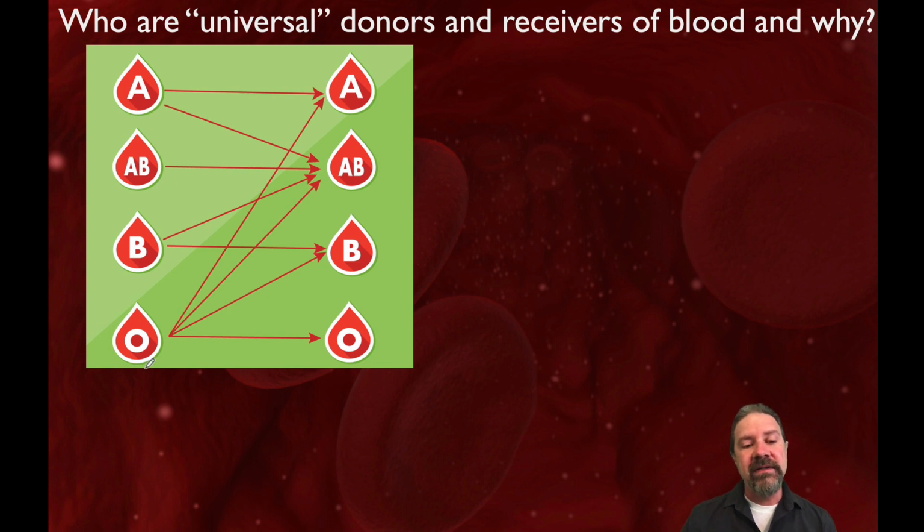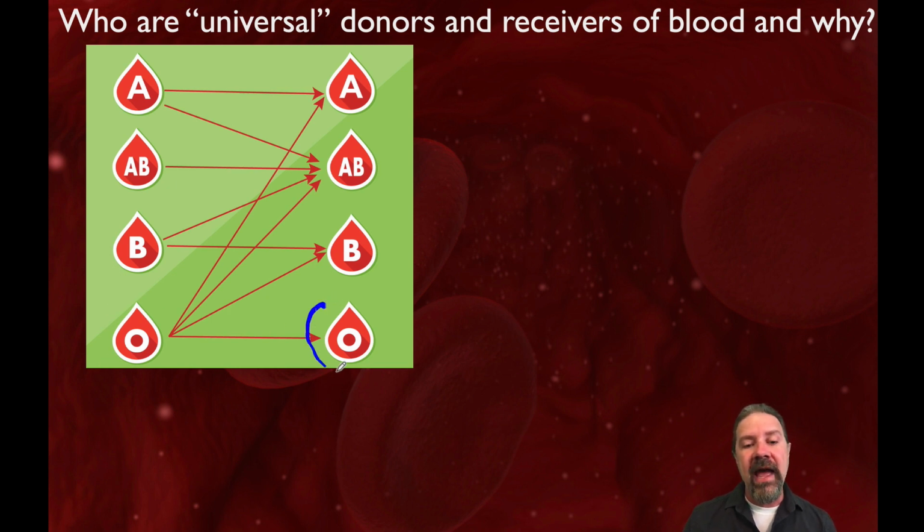Now let's look at our last blood type, O. Notice that it can donate to anyone, A, AB, B, or O. O is what we call the universal donor. Because of that lack of antigens on its surface, anti-A and anti-B, it can donate to any of the blood groups, so that makes it a universal donor.